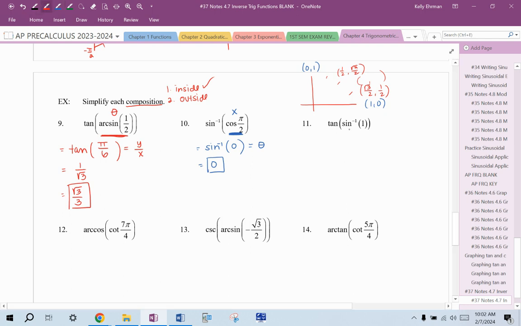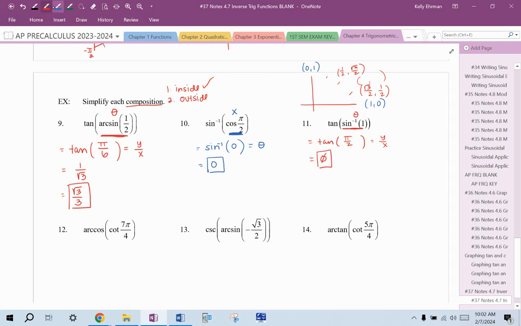Start on the inside here. Arc sine of 1. So I should be looking at an angle here. So tangent of what angle? So what angle makes sine equal to 1? Sine is 1 at the top of the circle, pi over 2. What's the tangent of pi over 2? What's the y over x of pi over 2? 1 over 0 is undefined. Or maybe you remember from our graphing unit that that's where an asymptote is. Either way.